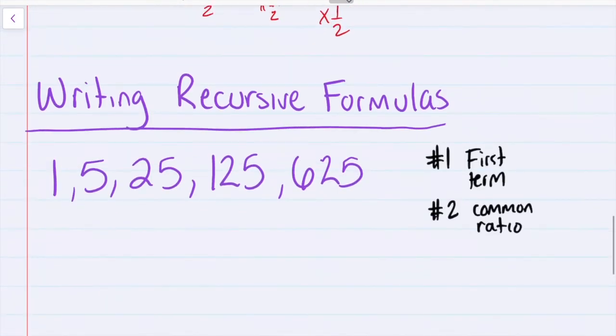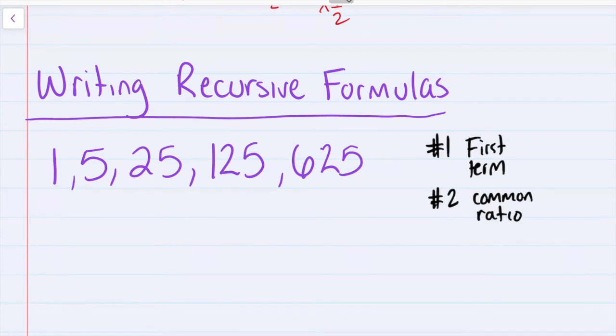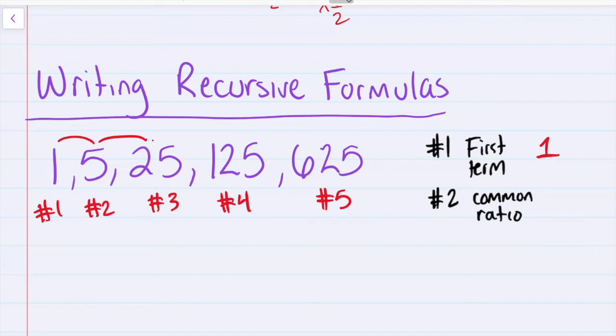Well, a sequence is always in order, so we know this is term number 1, 2, 3, 4, and 5. Well, then you guessed it, our first term is actually 1. It's already there. So number 1 is our first term. Now, what are we doing over and over to these numbers?